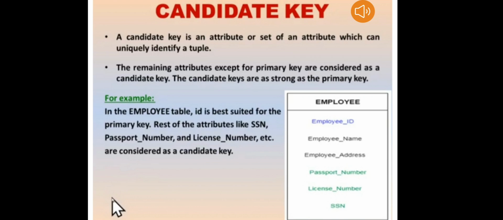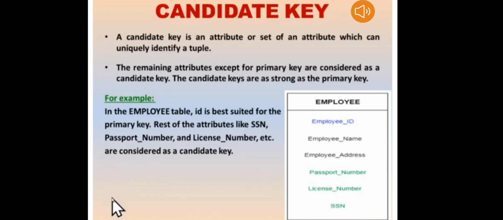Candidate key. A candidate key is an attribute or a set of attributes which can uniquely identify a tuple. The remaining attributes except the primary key are considered as candidate keys. The candidate keys are as strong as the primary key.